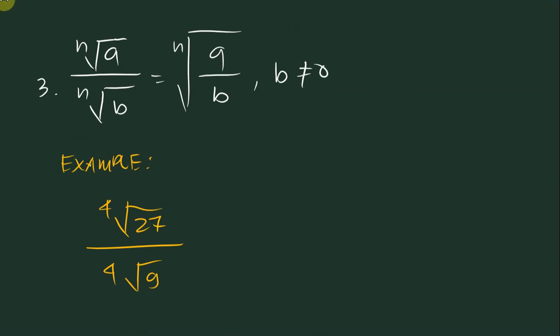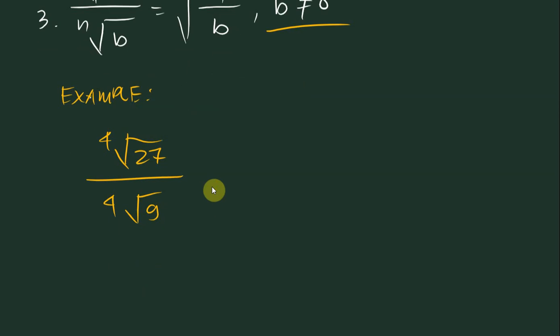Okay, very cool. Then, let's now proceed to the third one. Here, the nth root of a divided by the nth root of b is equal to the nth root of a over b, as long as b is not equal to 0. We have this restriction because if b is equal to 0, then we will get undefined.